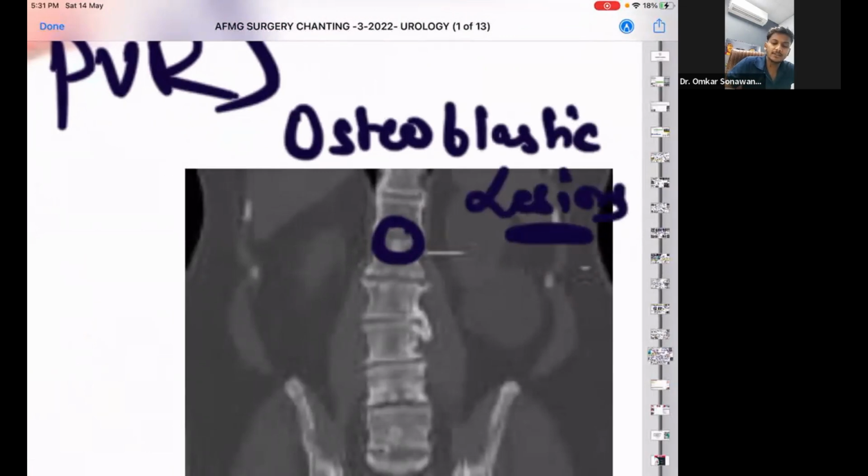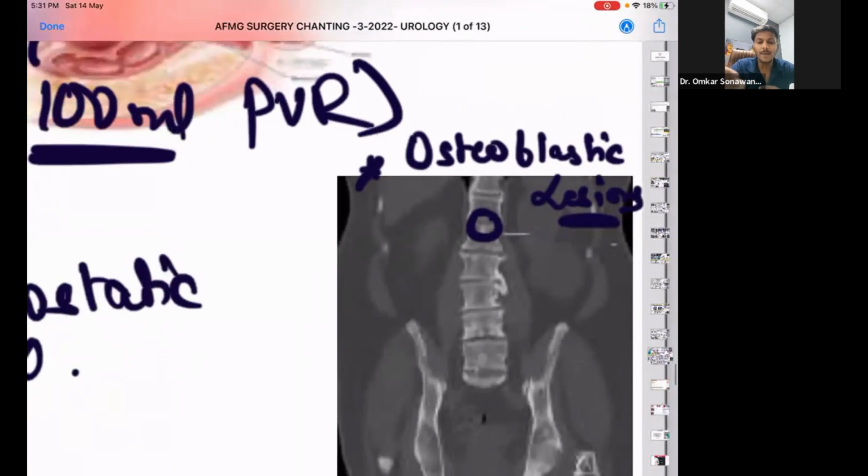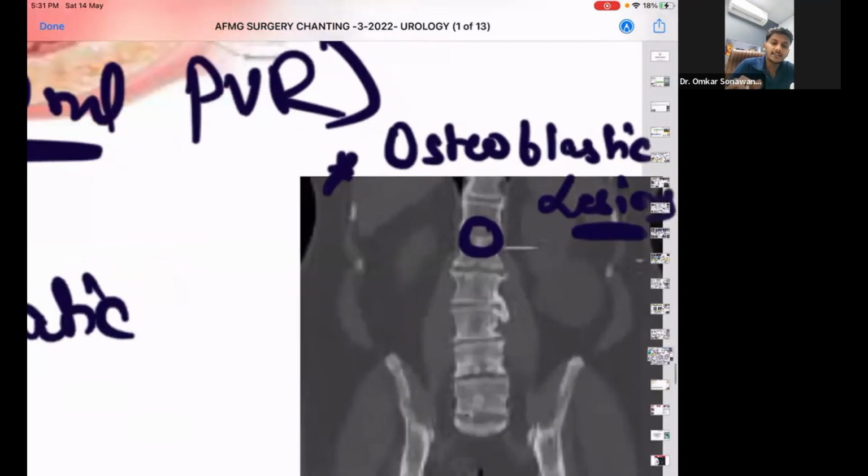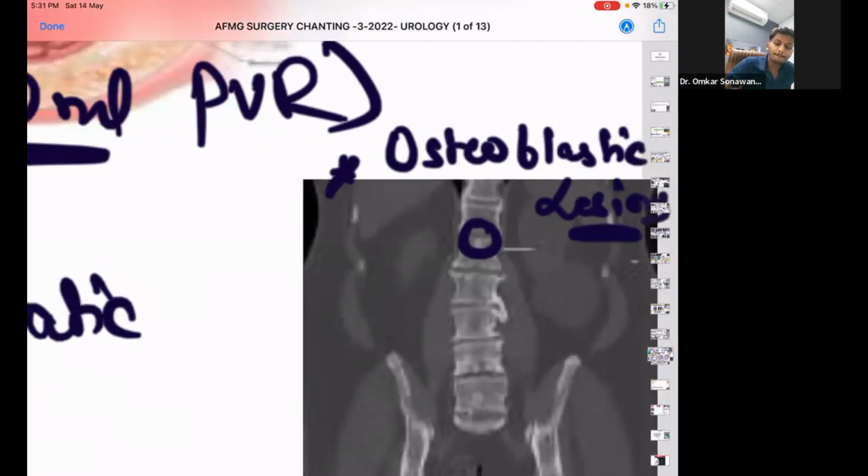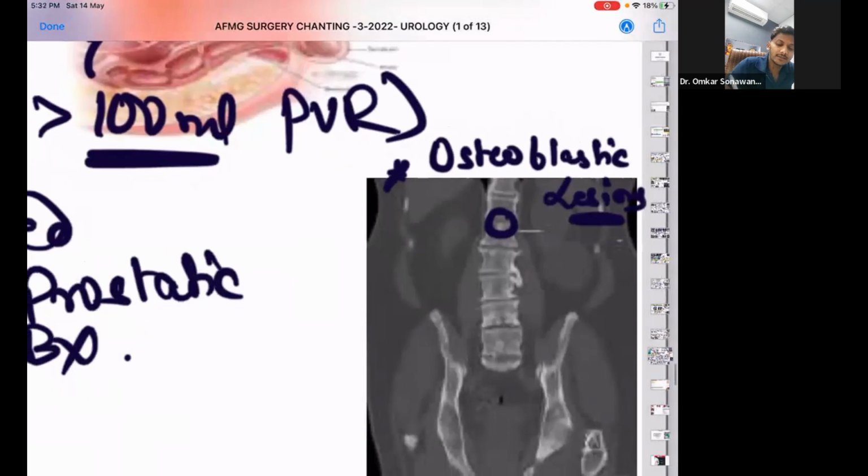As we have discussed, metastasis from cancers usually occurs to the spine, mainly the lumbar vertebrae, and that occurs by Batson's plexus of veins. But most of the time it is an osteolytic or osteoclastic metastasis. But if osteoblastic metastasis is seen, then it is usually a case of prostate cancer. Osteoblastic metastasis is prostate cancer.